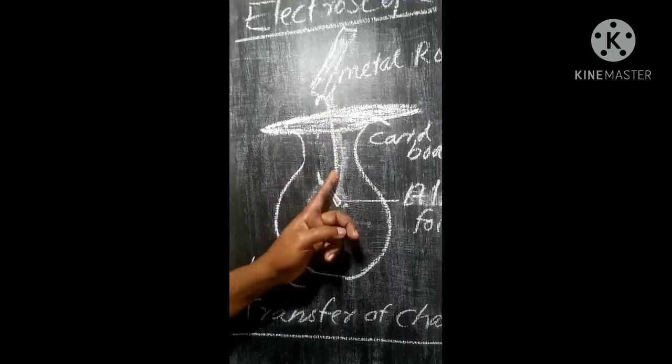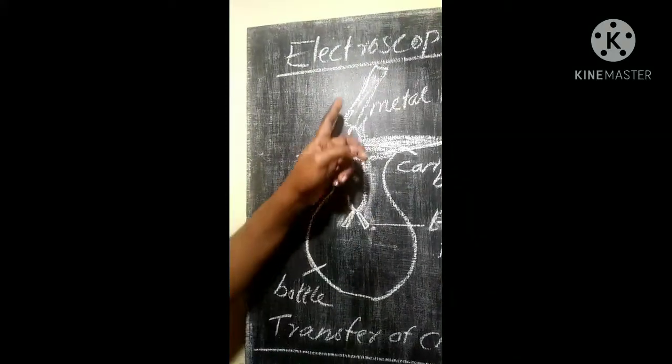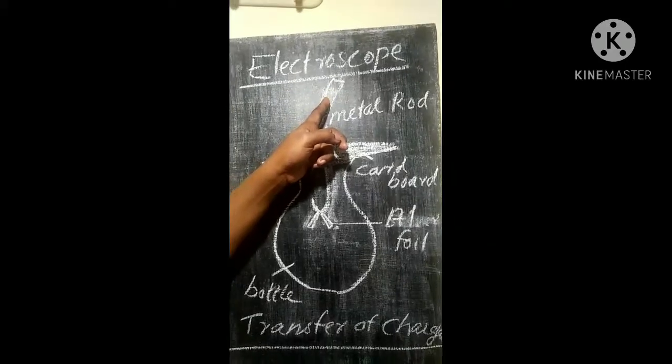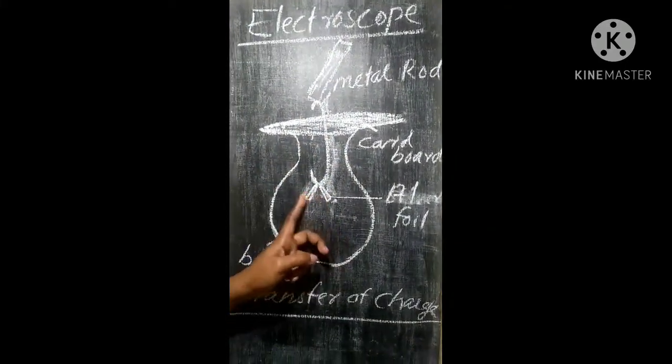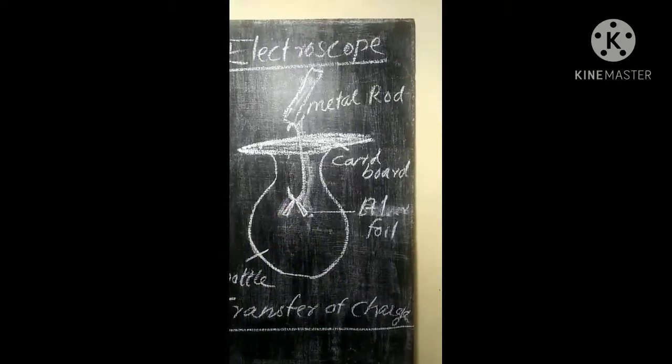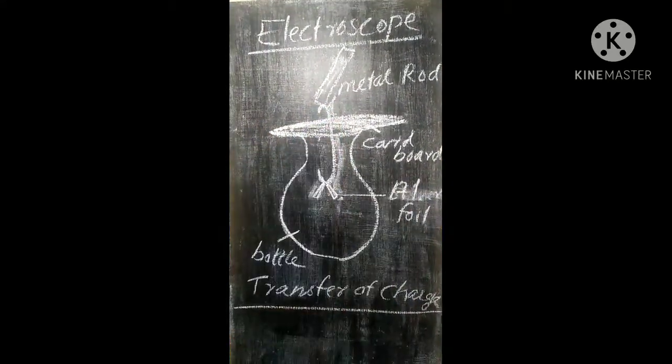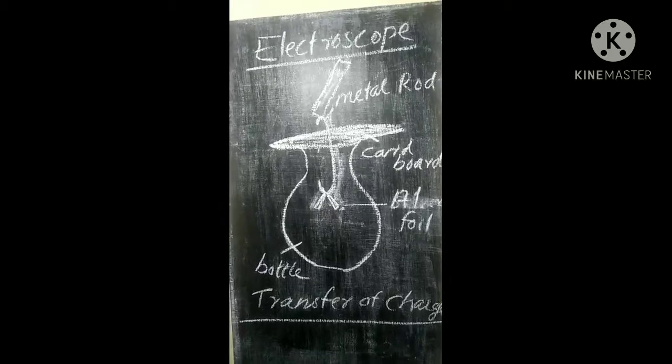Metal rod is a conductor. All the metals are good conductors. So because of that, the charges can be shifted from the scale to the conductor, and it reaches the aluminum foil, and it makes the aluminum foil strips move away from each other.